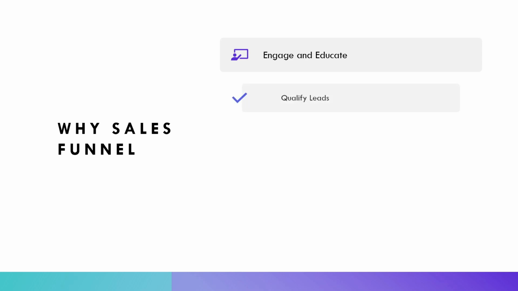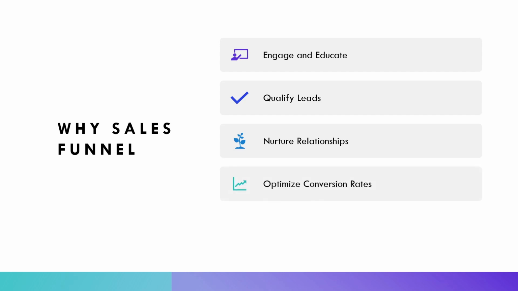With a sales funnel, you can effectively qualify leads based on their level of interest, engagement, and readiness to make a purchase. By understanding their needs and preferences, you can focus your efforts on leads with the highest potential for conversion. A sales funnel enables you to nurture leads at each stage, providing personalized experiences and targeted messaging. This helps build strong relationships, fostering trust and loyalty. By guiding leads through the sales funnel, you can optimize conversion rates at each stage. With a clear understanding of their needs and objections, you can address them effectively and increase the likelihood of conversion.